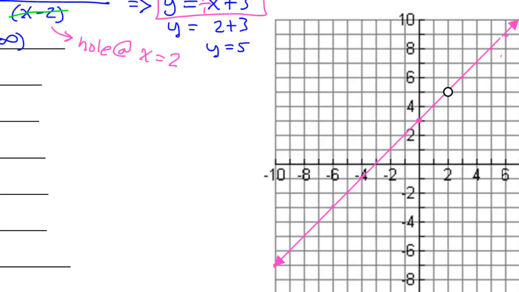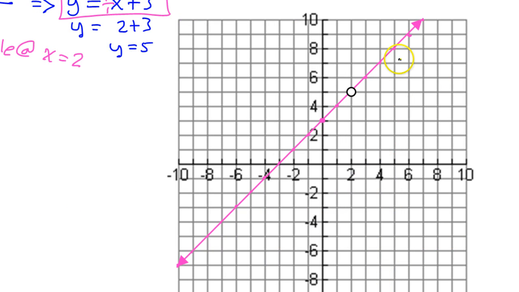Now the range is y values, bottom to top, so negative infinity to 5. This is a y value of 5 up here. So negative infinity to 5, and then 5 to infinity.